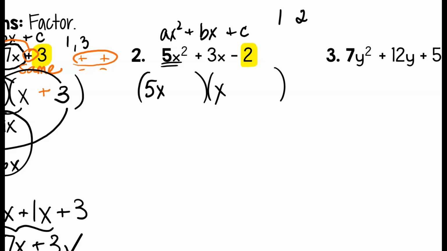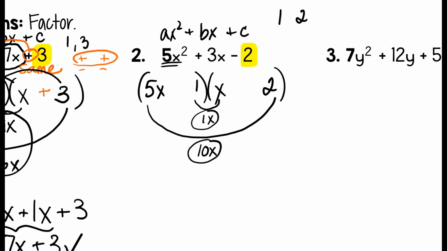So if I put the 1 here and the 2 there, and I look at my inners, which is 1x, and my outers, which again, you're multiplying, so it's the product of the two, would be 10x. Will 1x and 10x ever add or subtract to 3x? The answer to that is no. So this trial did not work. Let me switch the 1 and the 2. I'll put the 2 here instead and the 1 there.